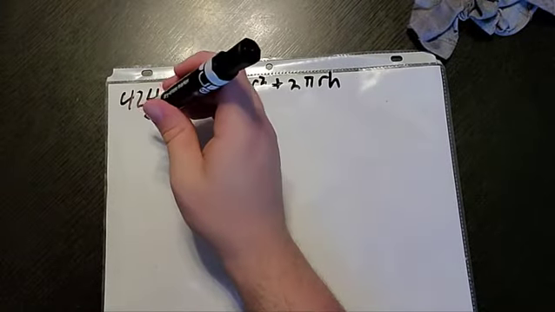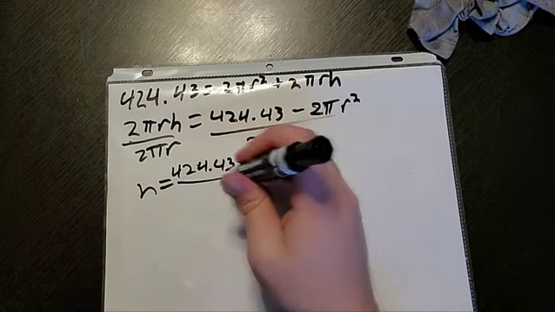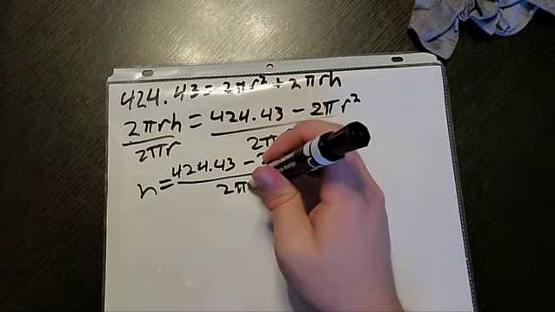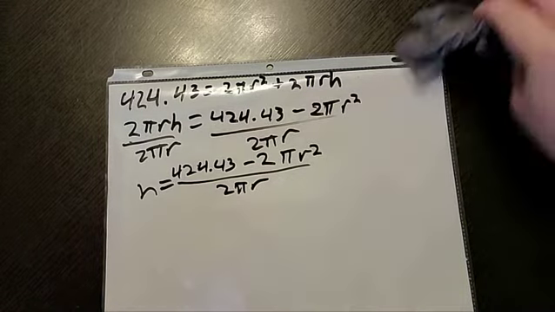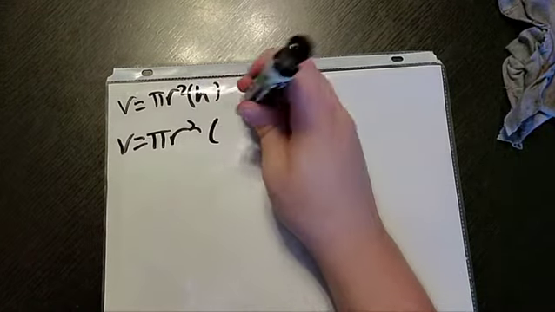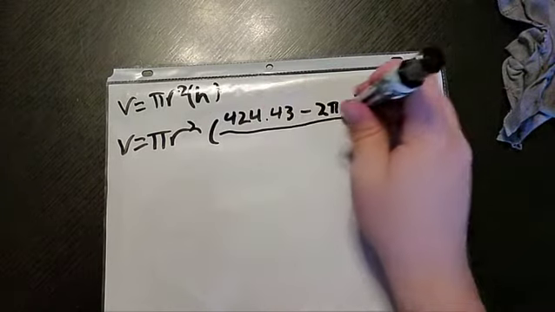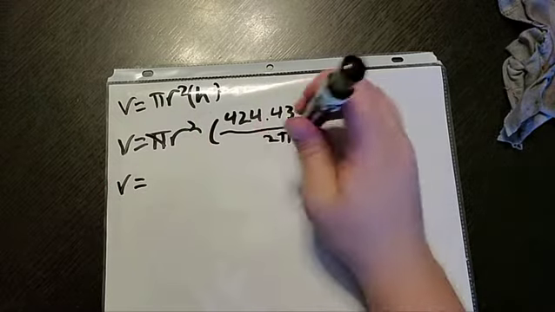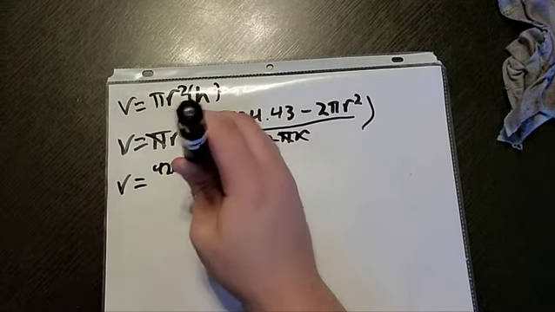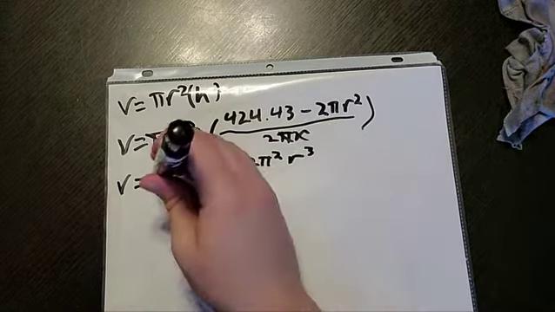Now that we've found the surface area, we can plug this into the secondary equation. Using our new equation, we can find that h equals 424.43 minus 2 pi r squared over 2 pi r. Now that we've found what h is equivalent to, we can plug h into our primary equation and solve to find the equation of the container, where we will eventually use calculus to find our maximum.